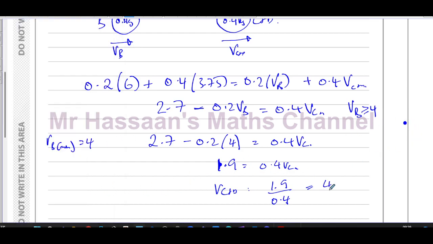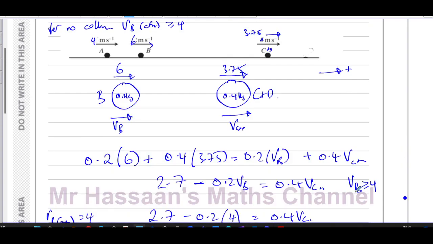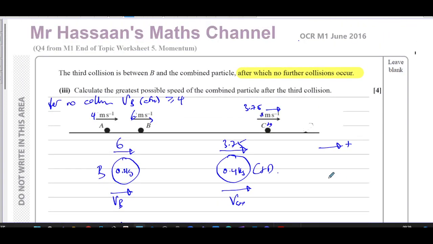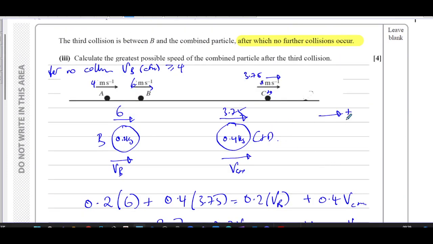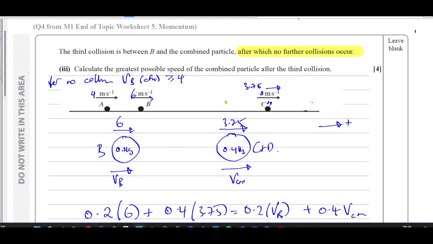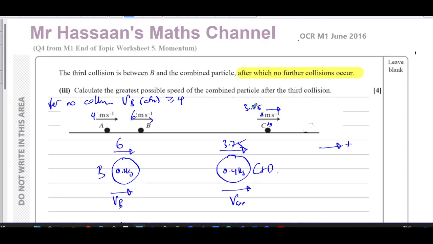Okay, so that gives you 4.75 meters per second, and there's the answer. Okay, they didn't ask us about directions or anything like that. Of course, it has to be towards this direction, otherwise there'll be more collisions. So basically, this is the question that people had problems with.